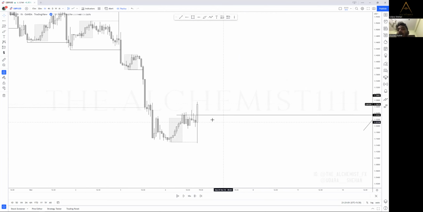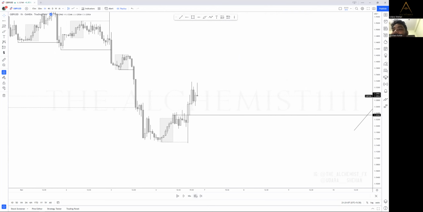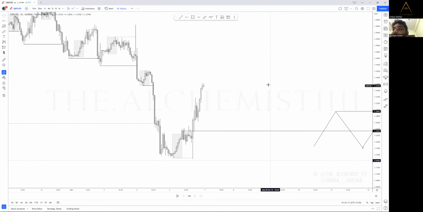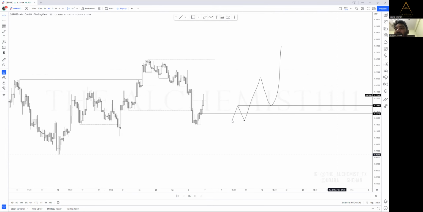Do you think anyone will have an idea what we're using if we draw a line like this? They'll think it's an imbalance. But what happens? Look at this. There it goes. Taps and flies. See that? Resistance breaks, turns into a support. Can you understand the new way of marking out the POIs?